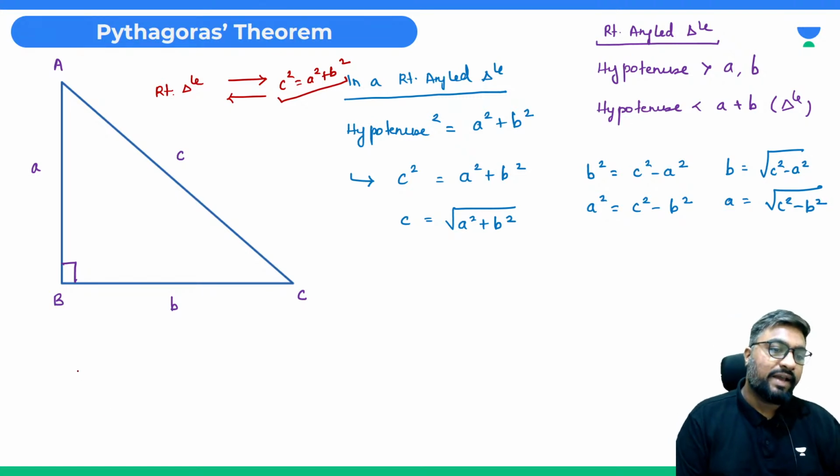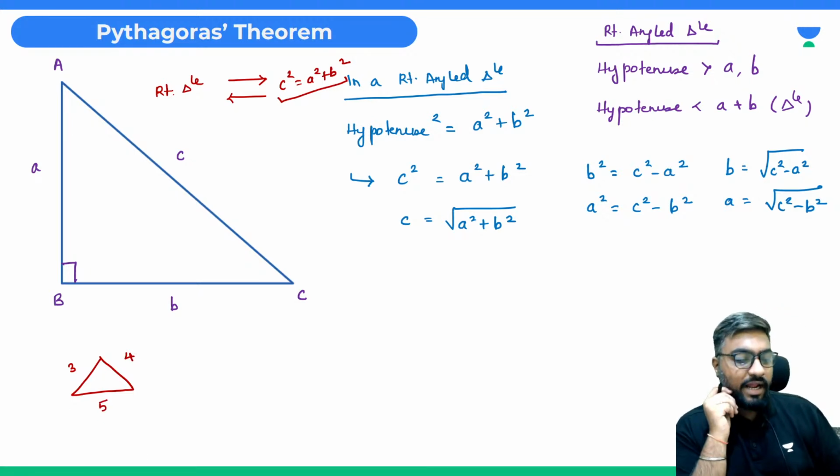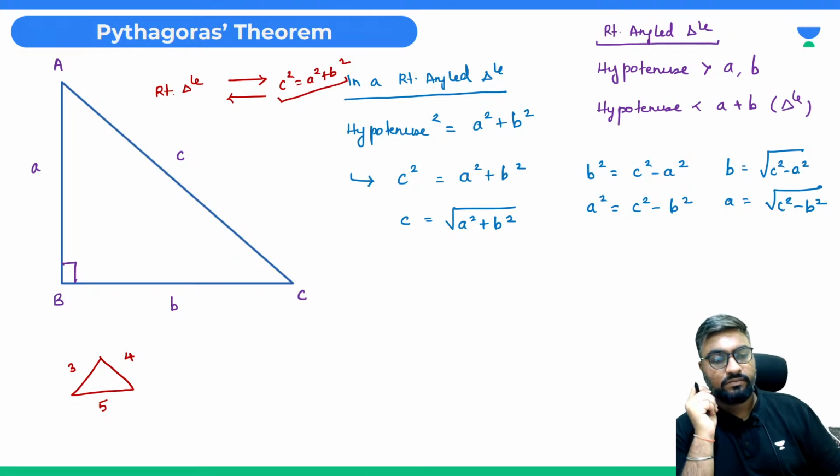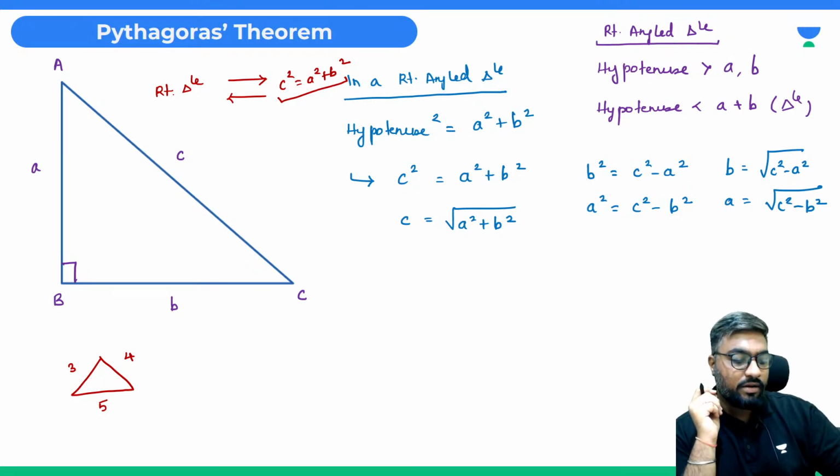For example, if I give you a triangle, ठीक है, मैं एक triangle देता हूं जहां पे this side is 3, this side is 4, this side is 5. What kind of a triangle is this, guys? ये किस तरीके का ट्रायंगल है? What kind of a triangle is this?